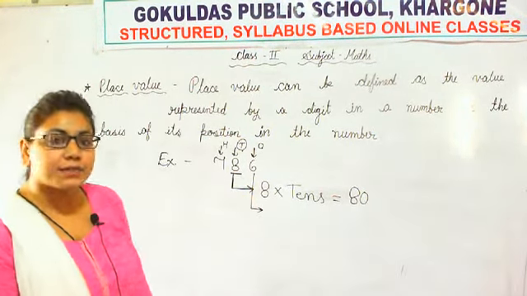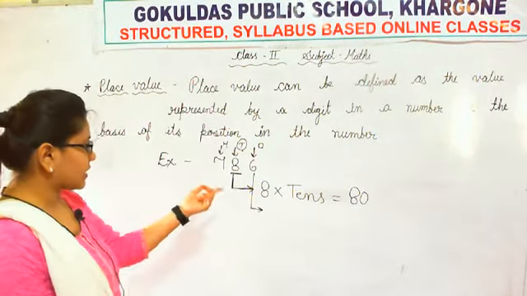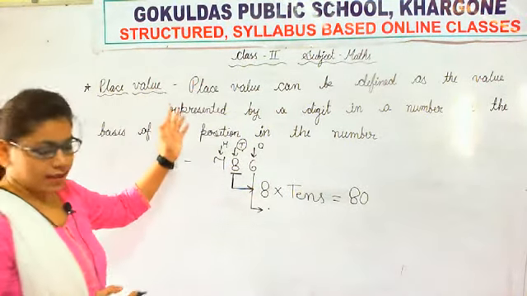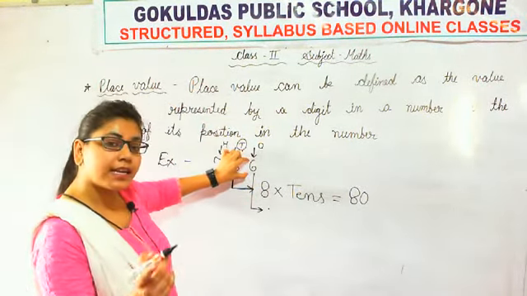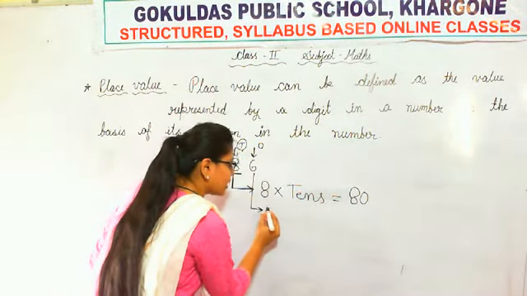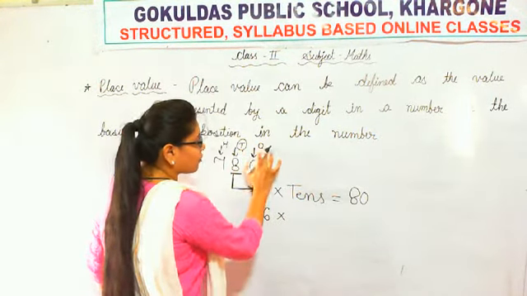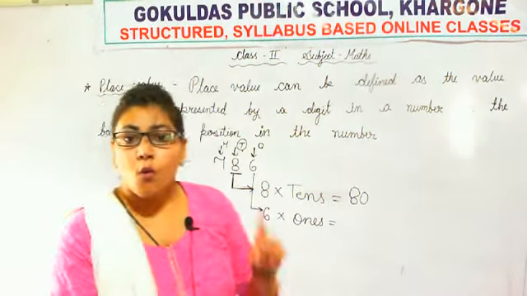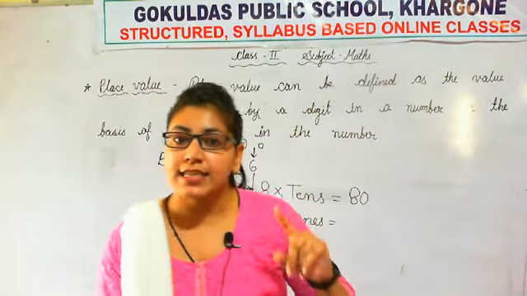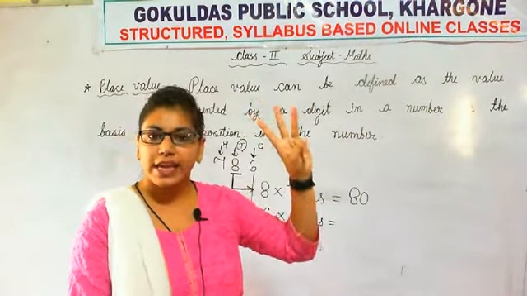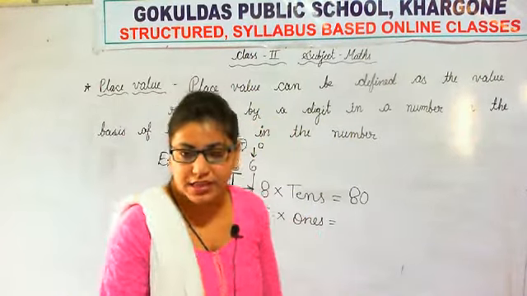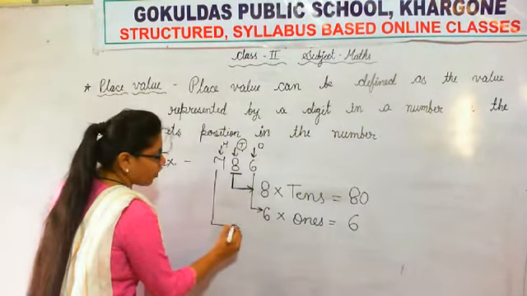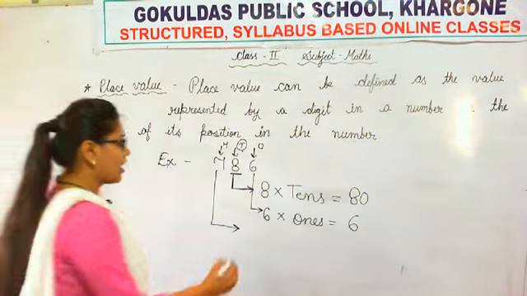Now, if somebody asks me the place value of 6, what we will do? The digit depends on its position. So, what is the digit? 6. And which position? Ones. So, 6 ones. How many times ones? 6 times. So, let us count 1, 2, 3, 4, 5 and 6. 6 ones means 6.